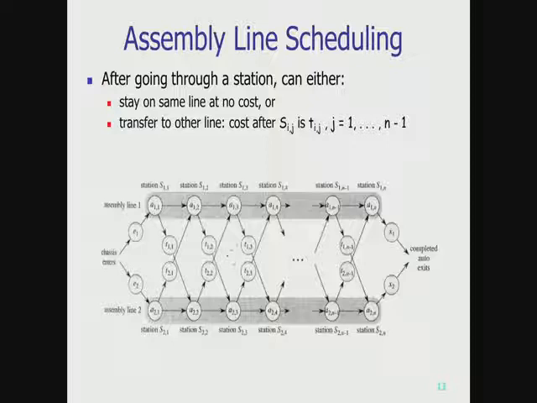In other words, if a car gets processed at station S11, then it can either go instantaneously to station S12, or in T11 units of time it can go to the station S22.